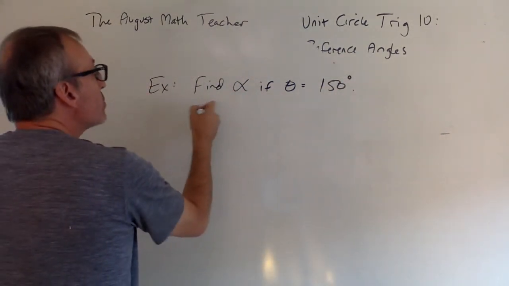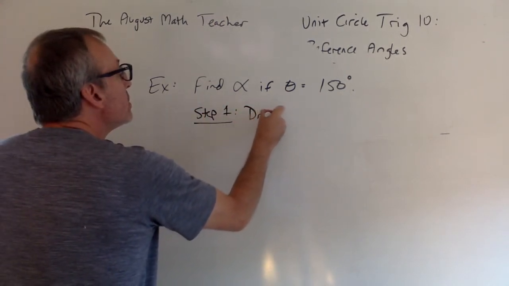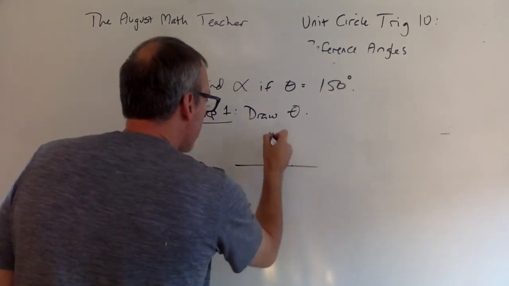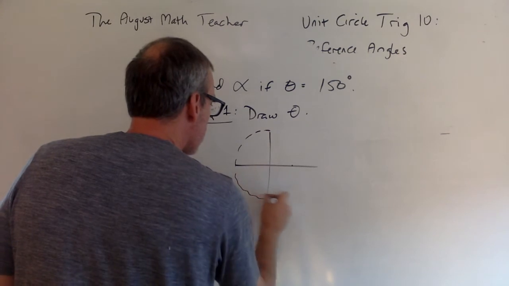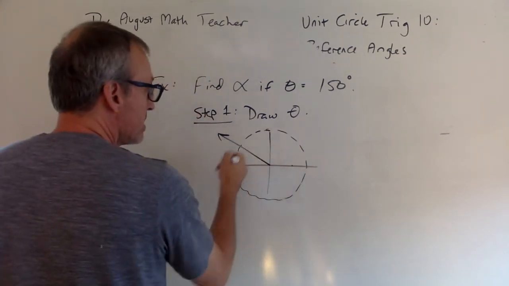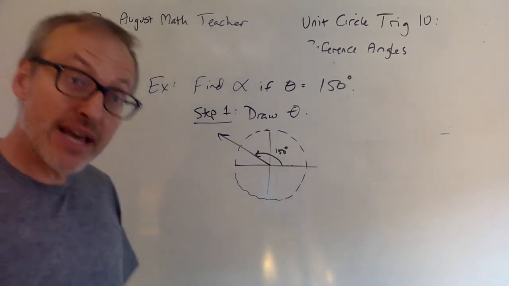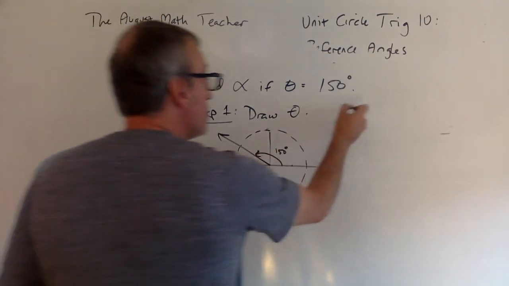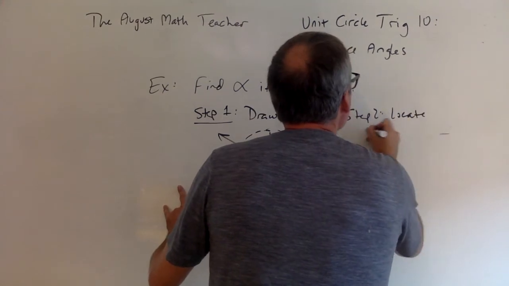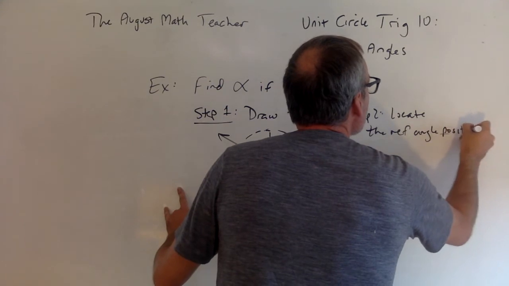What you want to do is, there's a step-by-step guide here. Step 1, draw it. Draw theta. So you draw it. And I put the circle in, it's not going to be super important, but there it is. And 150 degrees is a rotation into the second quadrant, so there's the 150. And now what you need to do is step 2, locate the reference angle position visually.